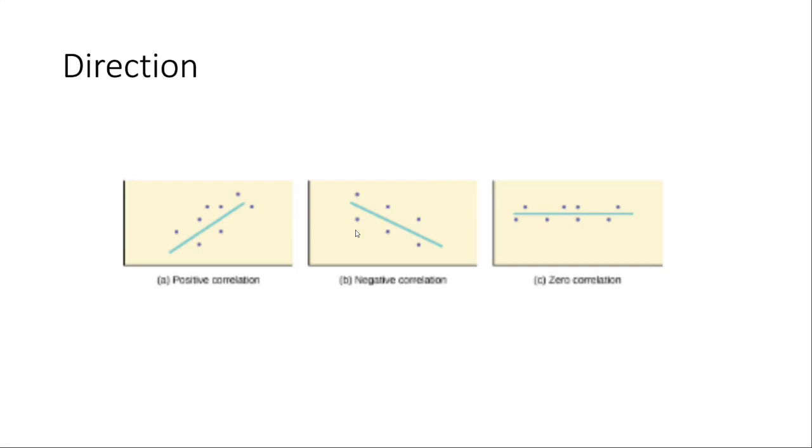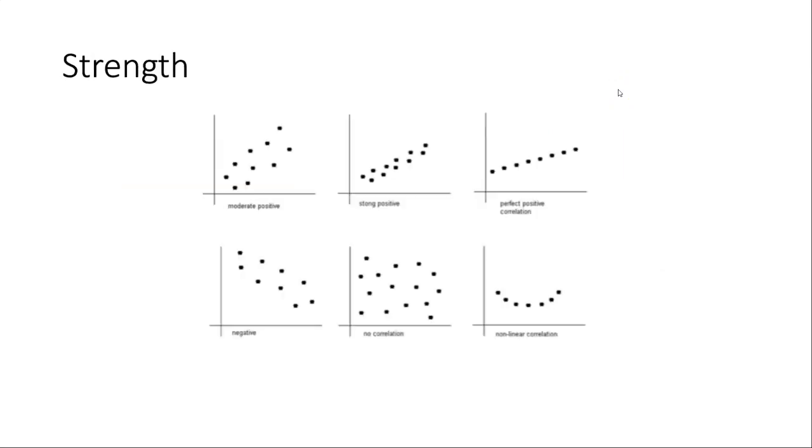Now for direction, we've got these choices: positive, negative, or 0. For 0, what you would expect is just a shotgun blast all over the place, no pattern whatsoever. But if we're climbing the hill, this would be like a positive slope in algebra. As we go left to right, climbing up the hill, that's a positive. If we have a negative slope, the dots appear to be heading downhill, where 0 is nothing at all, just all over the place.